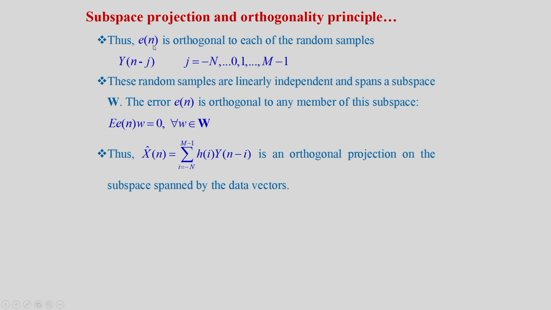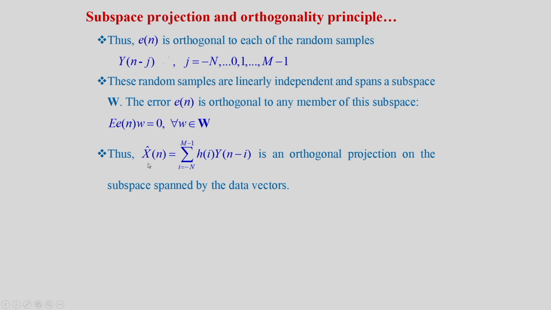Thus, e[n] is orthogonal to each of the random samples y[n-j], j going from -N to M-1. These random samples are linearly independent and span a subspace W. All the random samples span a subspace W. The error e[n] is orthogonal to any member of this subspace. E[e[n] w] will be equal to 0 for all w belonging to the subspace W.